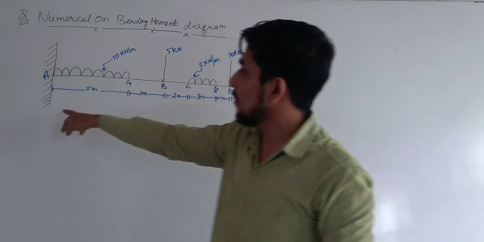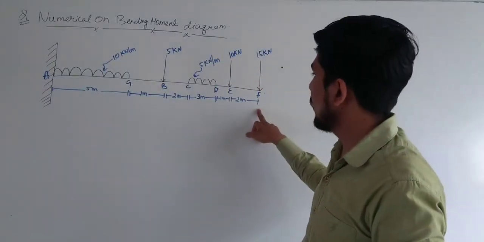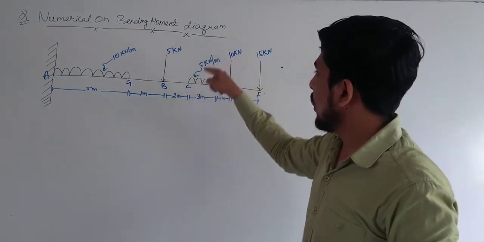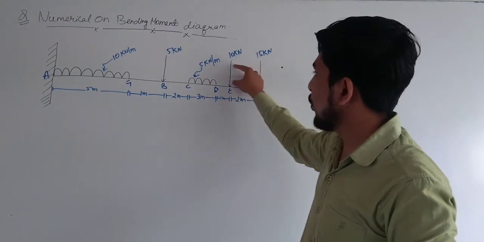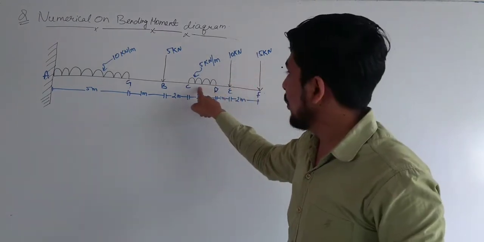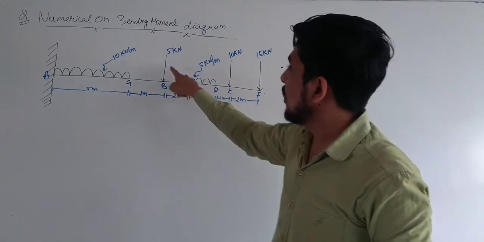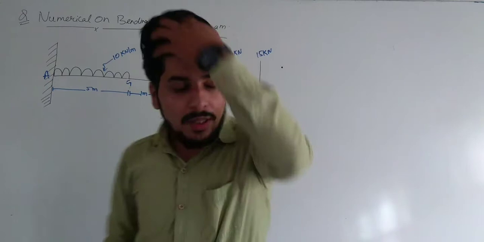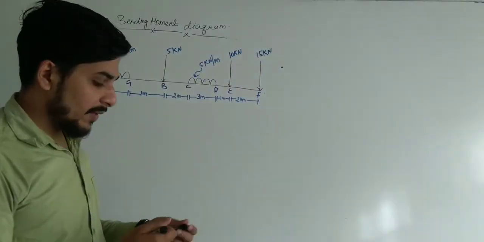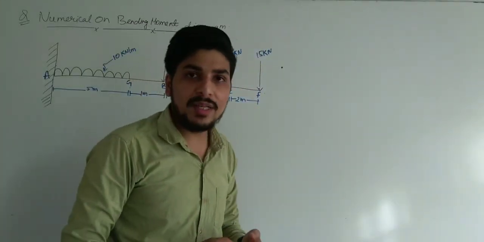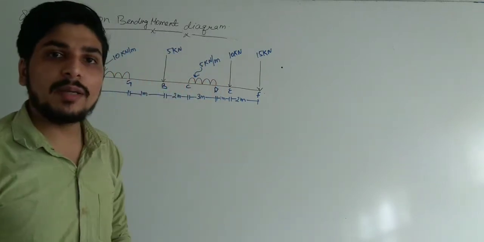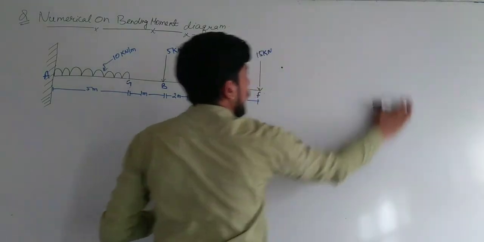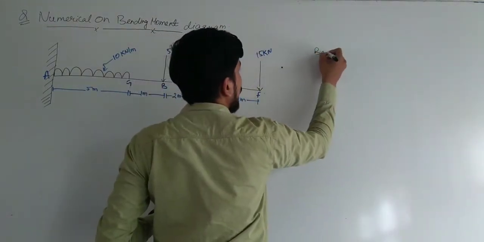This is a cantilever beam and this is an overhang span. In the cantilever beam, loads are applied at particular points. This is a point load, this is also a point load. This is a UDL, a uniformly distributed load. This is a point load, and again this is a UDL. Today we will discuss how to draw the bending moment diagram and how to calculate the bending moment diagram values.